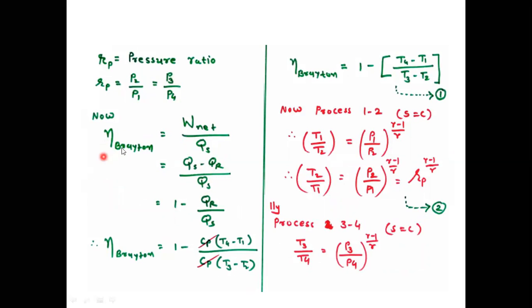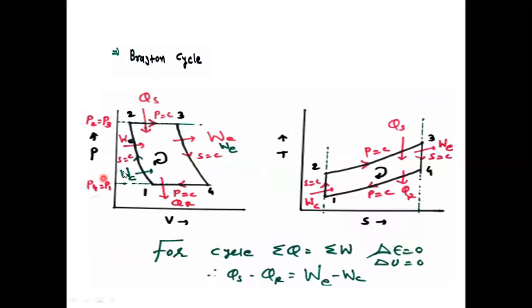Now the definition of air standard efficiency is W net divided by heat supplied, QS. So W net is equal to QS minus Q rejected, divided by QS. So it's 1 minus Q rejected by Q supplied. Here Q rejection and Q supplied occur at isobaric processes. You can see here 2 to 3 isobaric process, 4 to 1 isobaric process, heat is supplied, heat is rejected.